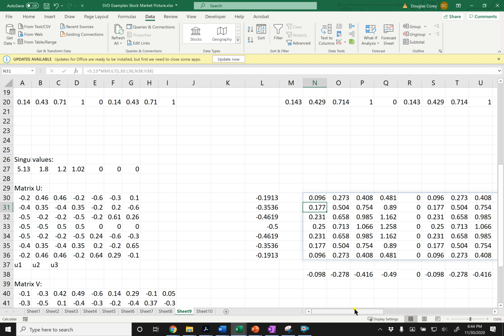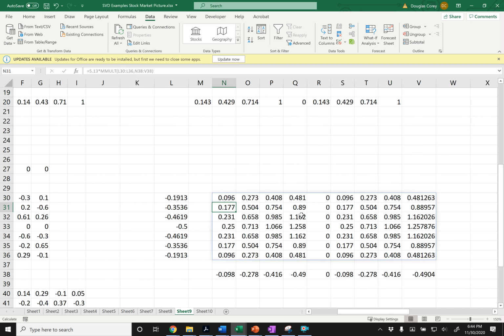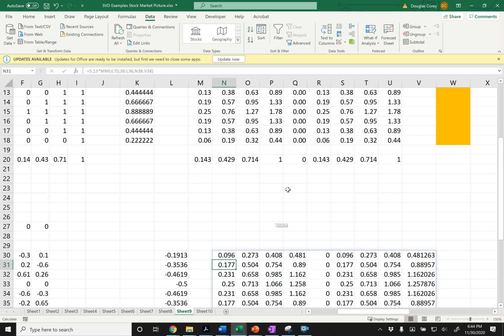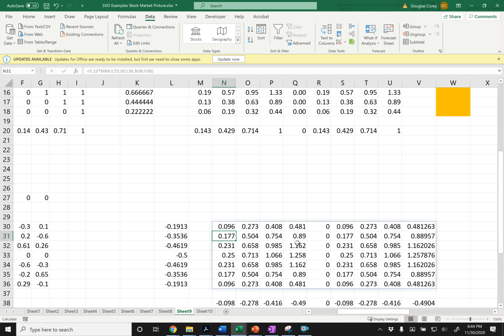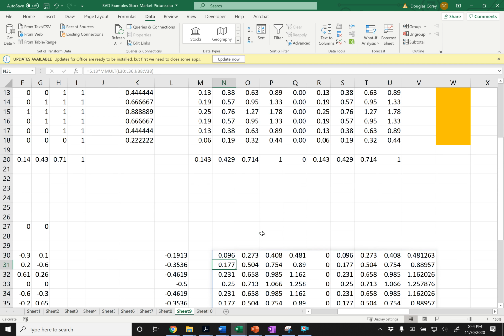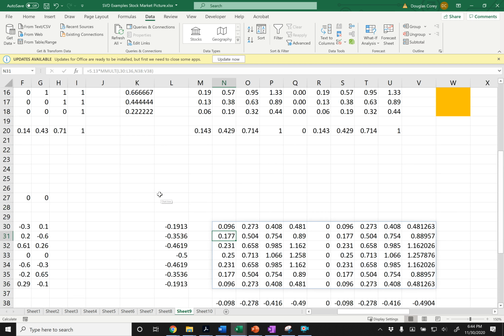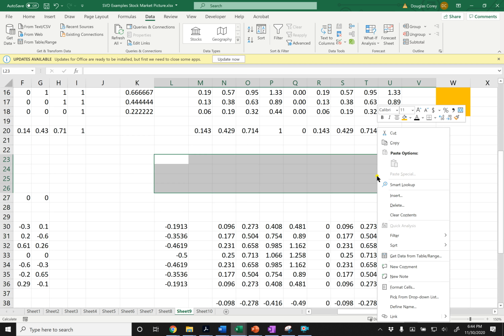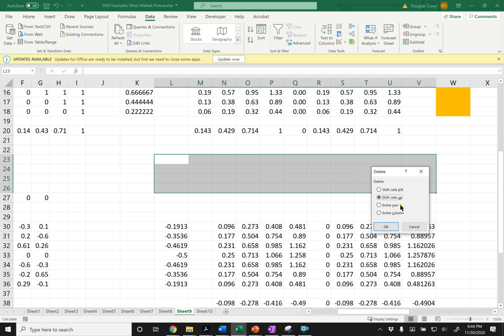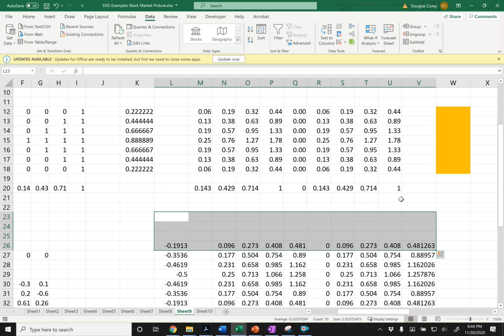Okay, so that's multiplied all those by that. And yeah, now we can compare what we did up here to what we got down here. And it looks like someone didn't do a good job of this. Let's delete these so we can get them all on the screen.